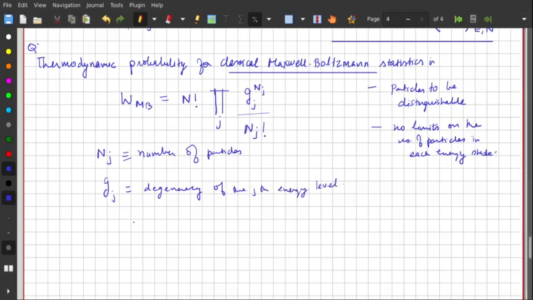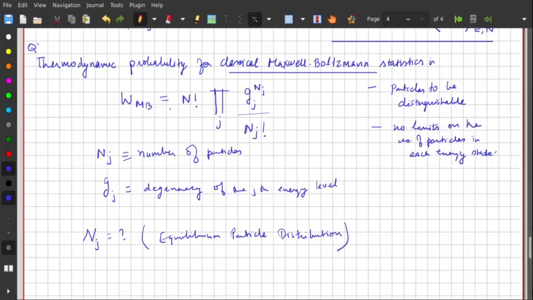And the question is, what we need to find out is the equilibrium particle distribution. That is, you want to find out what is Nj. Okay, equilibrium particle distribution. So that's the question that we want to tackle.